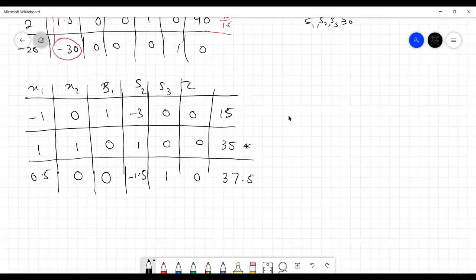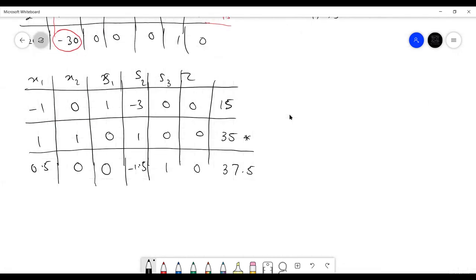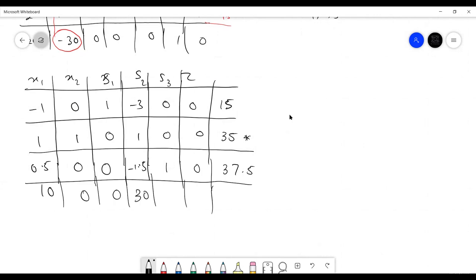So the final row, that applies for the final row also. You have to do the same thing here also. Here this becomes 10, here this is 0, here also 0, here 30, here 0, here 1, here 10, 100,050.